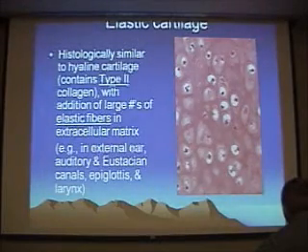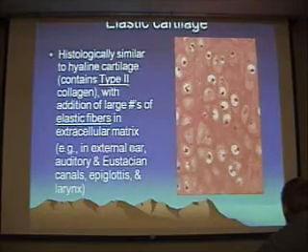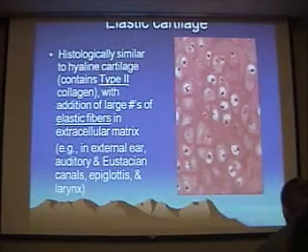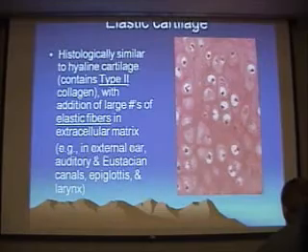Elastic cartilage has kind of a limited distribution. We see it in places like the epiglottis and larynx, the eustachian tubes, places like that. External ear canal.